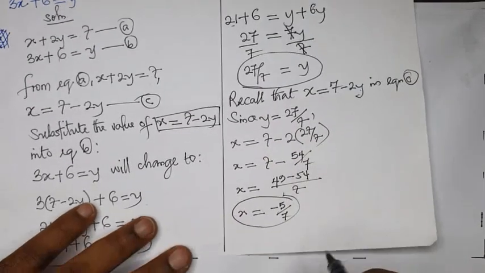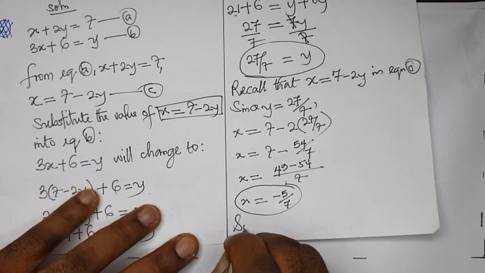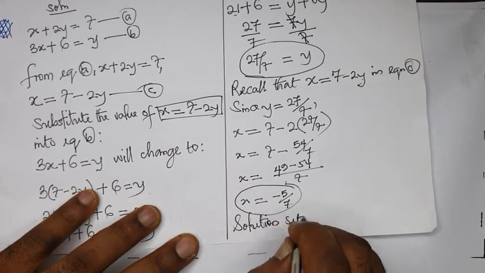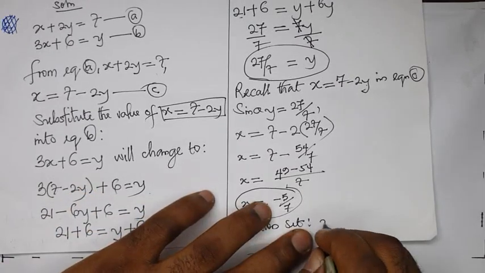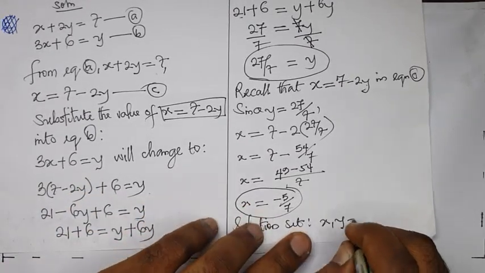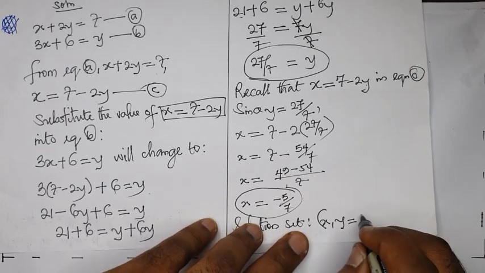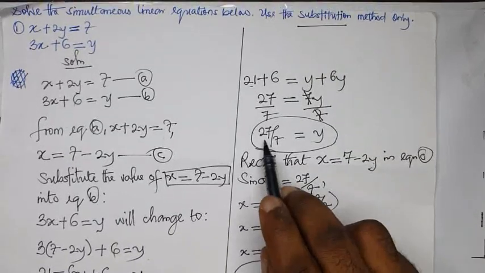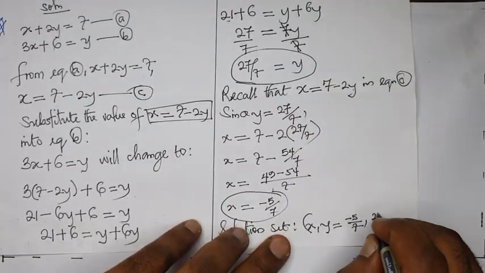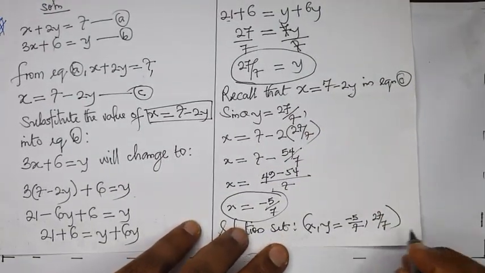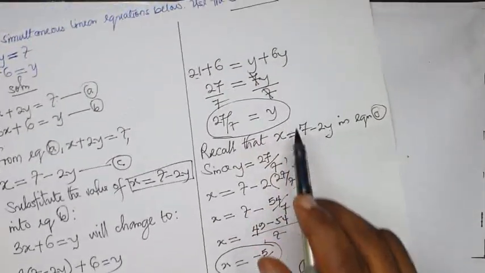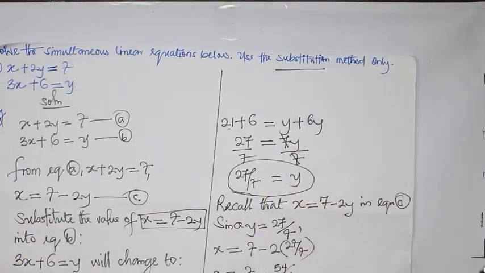So all we need to do now is to represent our solution set this way. Our solution set for x comma y will now be the same as our x was negative 5 all over 7 and our y had given us 27 all over 7. So this is what it is. This is how you employ the substitution method of solving simultaneous equation.